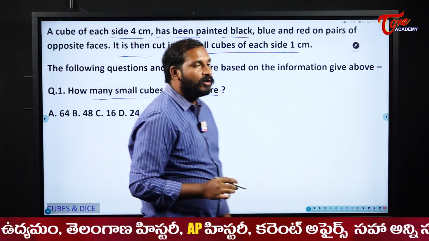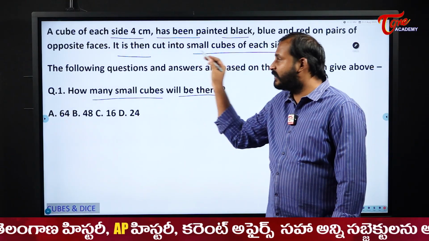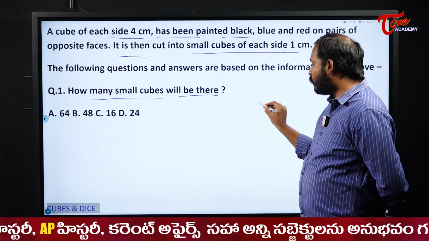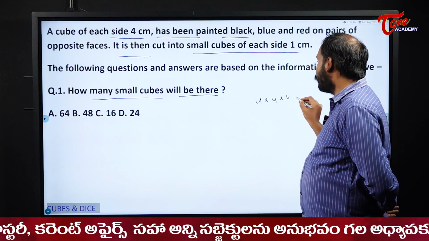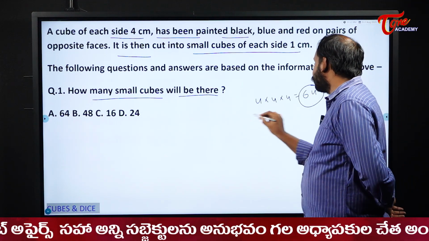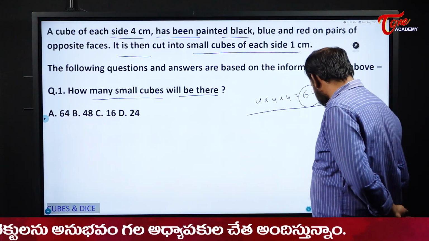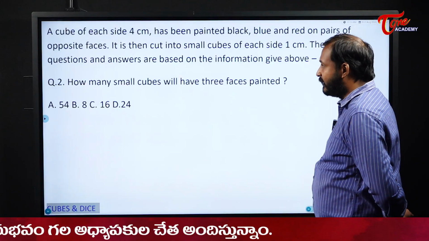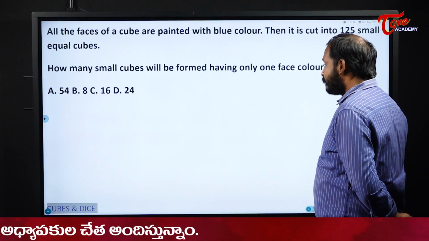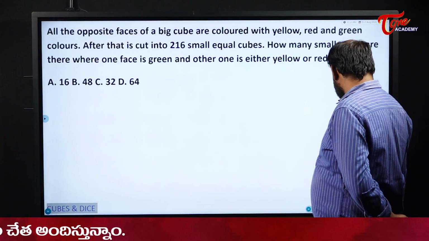First of all, the total number of small cubes. 4 units is cut into 1 unit, right? So 4 into 4 into 4. How many will I get here? Total 64 small cubes. Now we will see a diagram of that, students. One second, I will show you the diagram.